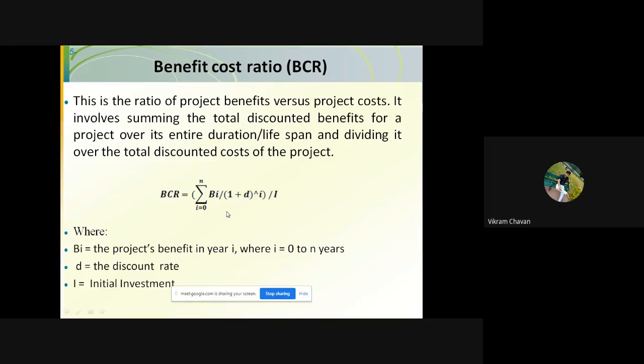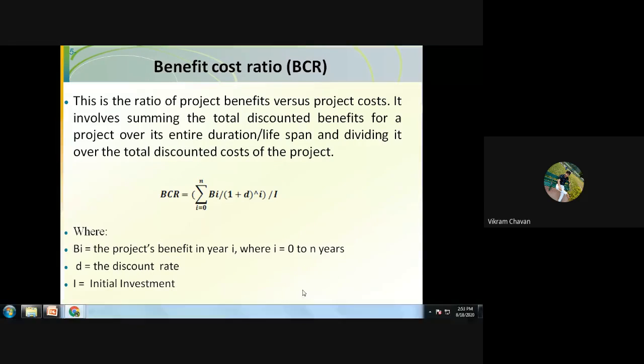So all such present values of benefits we have to sum up, and divide by I, where I is the initial investment and d is the discount rate. For all the years we have to sum up the present values of the benefits and divide by the investment.